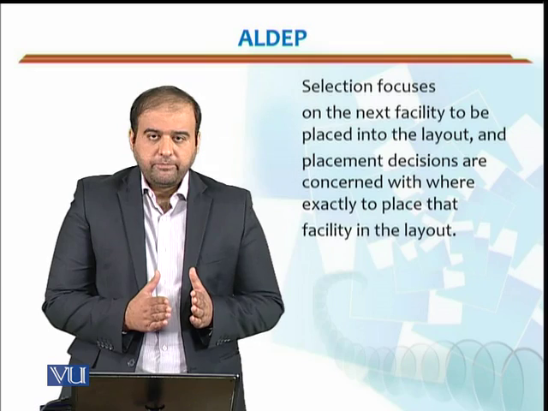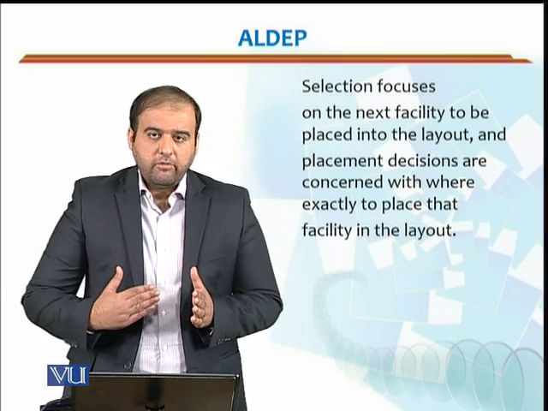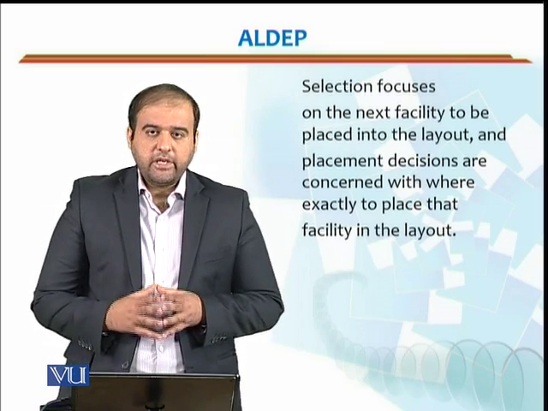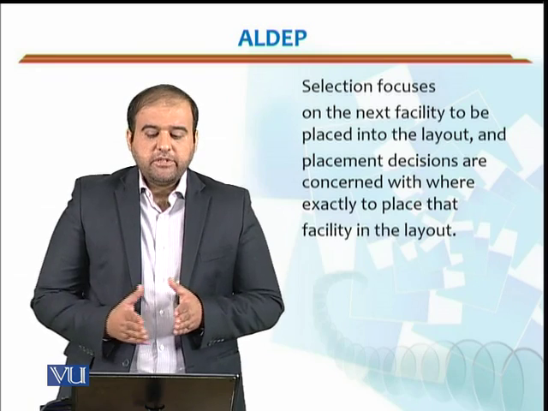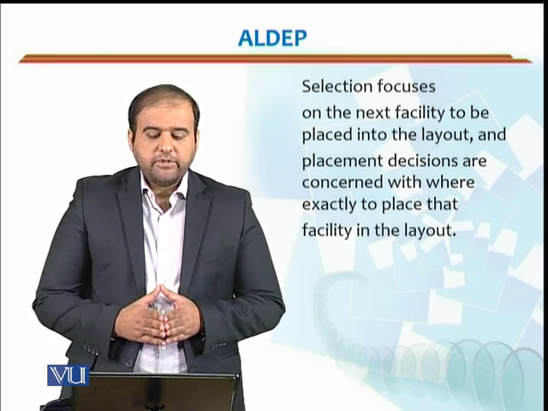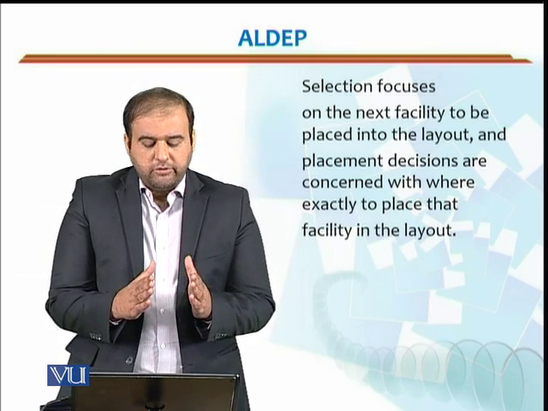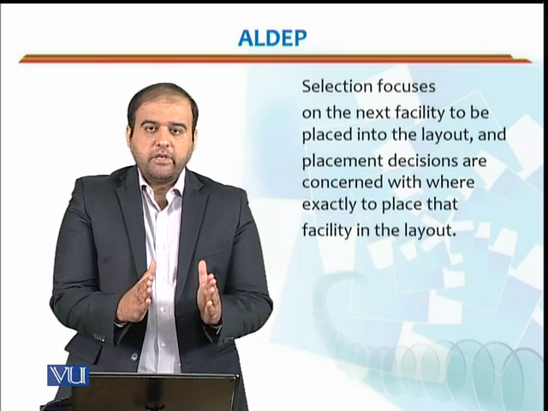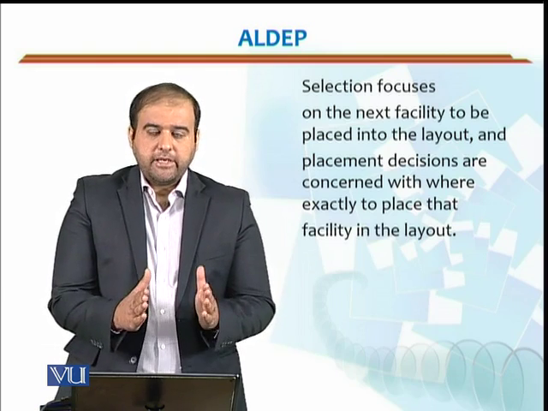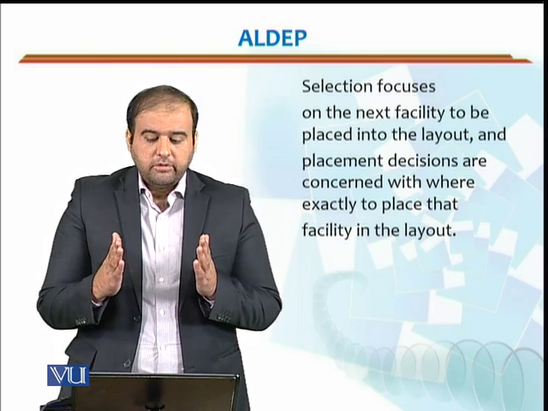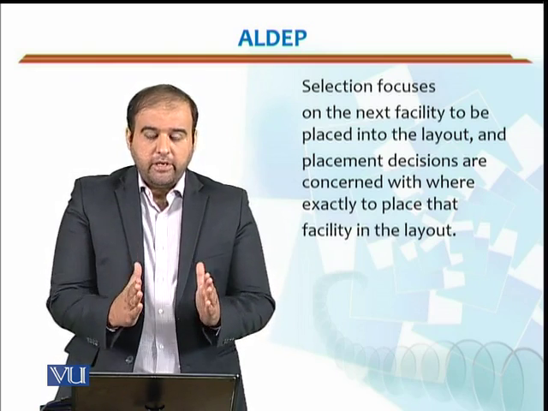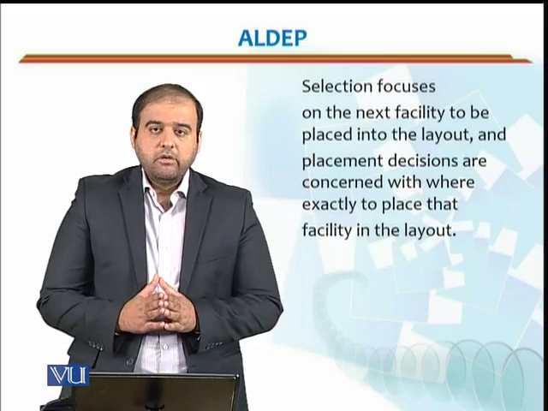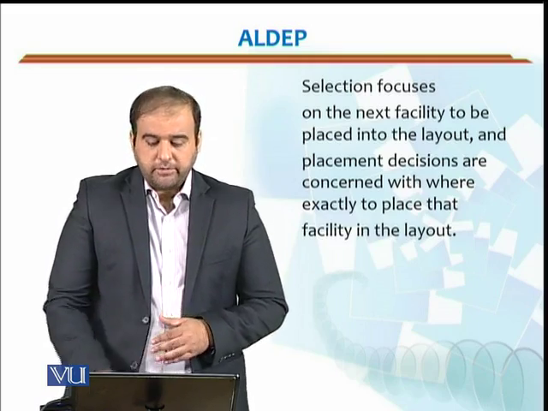So selection, what is it? That is where your next facility would be, given that you have the existing facility at one area. And placement decisions are concerned with where exactly to place the facility in a layout. What does it mean? Selection means there is an existing facility, so the next facility you will place around it based on their closeness. But your placement decision would be where you would place it on the whole directional map. Where would that facility be placed?